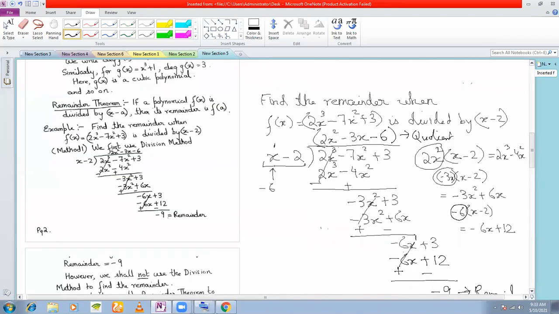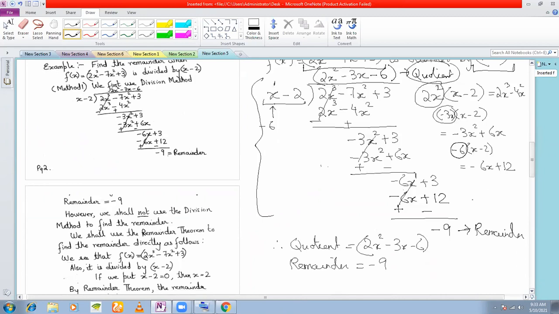So now my question was, what should be the remainder when this is divided by this? My question was only to find out the remainder. My question was not to find out the quotient. But still I carried out the entire division method so long to find out the remainder as minus 9. But along with it, I'm getting the quotient also, which was not required, right? So since we are only required to find out the remainder, instead of using the division method, we could have directly applied the remainder theorem.